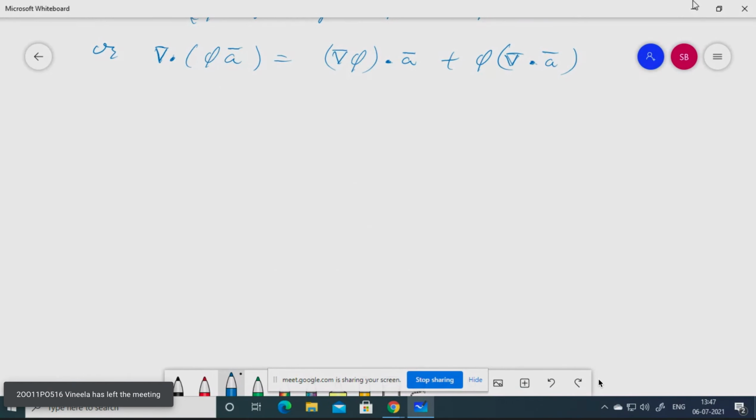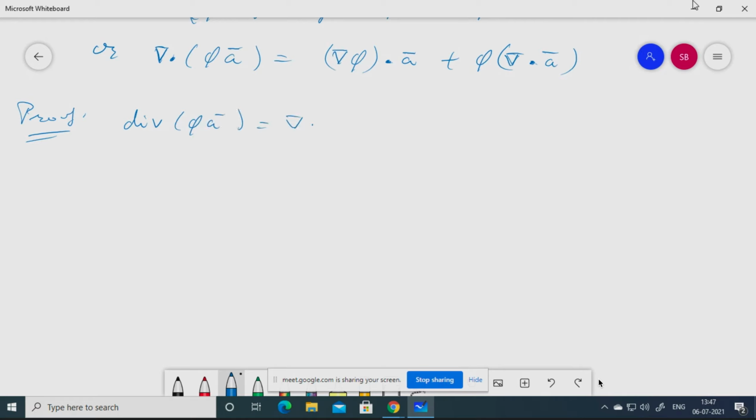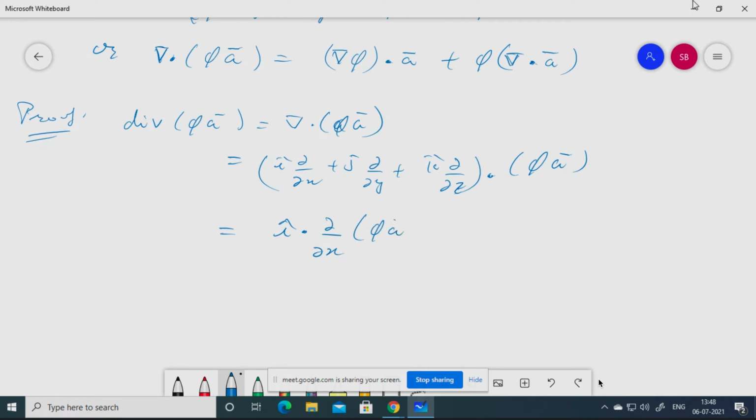So let us prove it. Let us write divergence of phi a bar, which is nothing but del dot phi into a bar. Now all of you know what del is. It is i dou by dou x plus j dou by dou y plus k cap dou by dou z, a dot product with phi a bar. So this will be i dot dou by dou x of phi a bar. Is it or not?